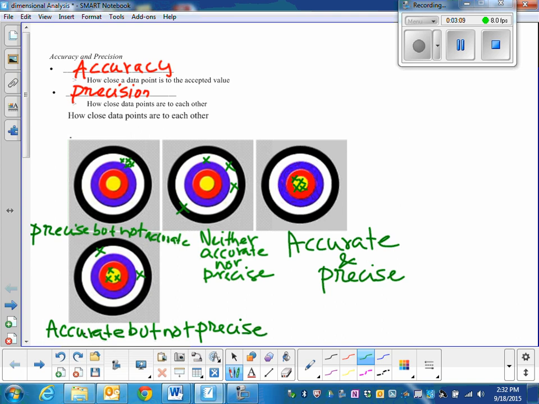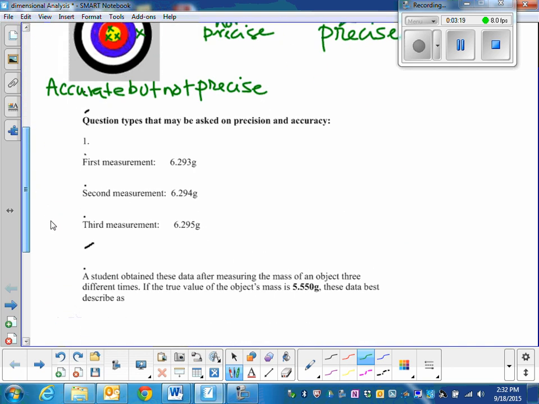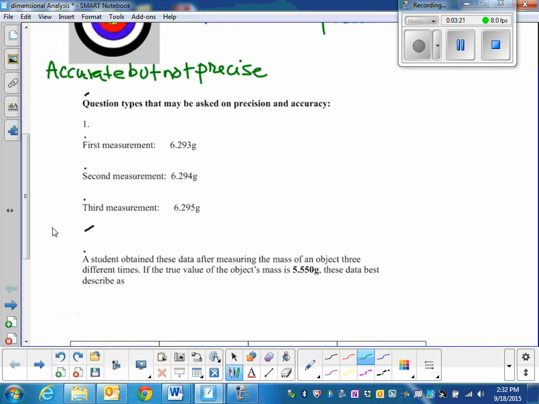Okay? So we're literally just comparing numbers. You're literally comparing numbers. So come to the bottom. This is how you will get questions on your test. Alright? So here is the first set of data points. Now, what should be the mass of the object? 5.550. But what does the student get? These are the three values that the student gets.